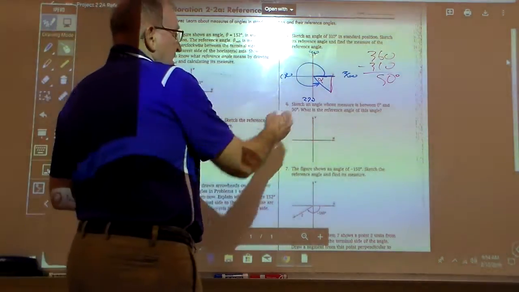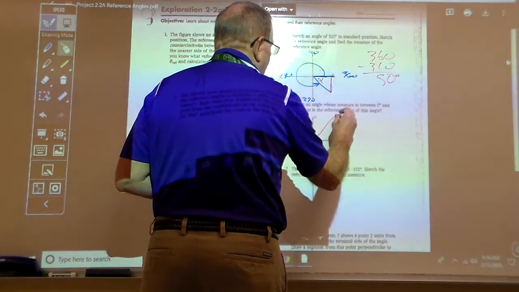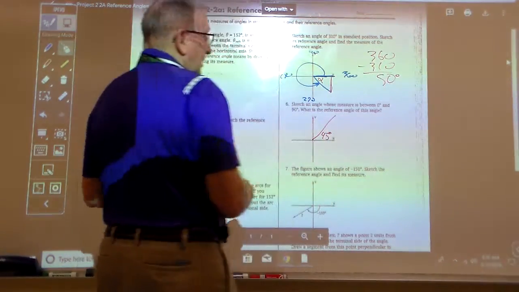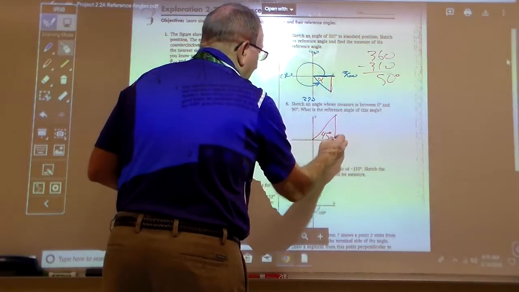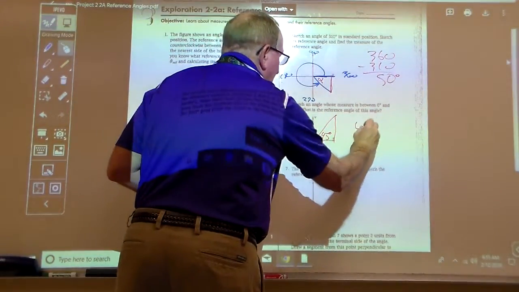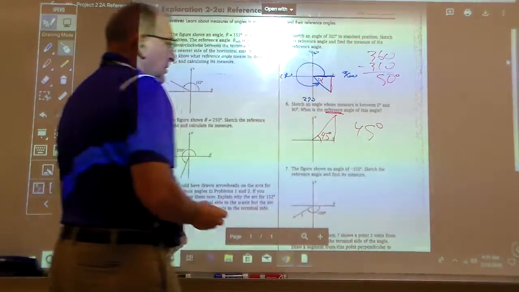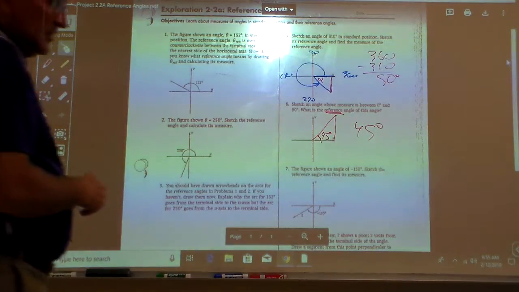Number 6 is sketch an angle whose measure is between 0 and 90. Let's just make up something, split it right here, and we'll call that 45 degrees. So what's the reference angle? See how it's in quadrant 1? I'm going to draw my line straight back to here, my angle right there. It still is the same. So whatever this angle is in quadrant 1, that is my reference angle. Wow! Pretty cool. All right?